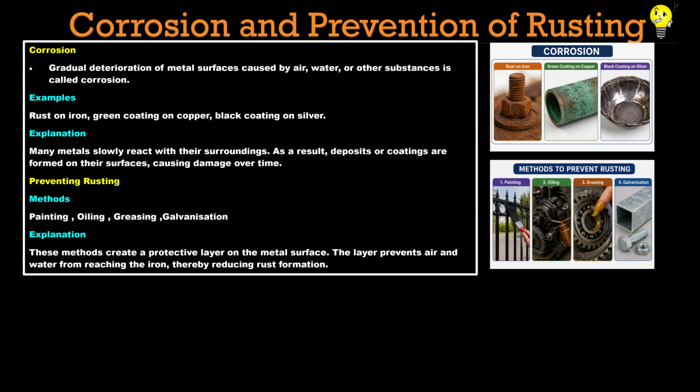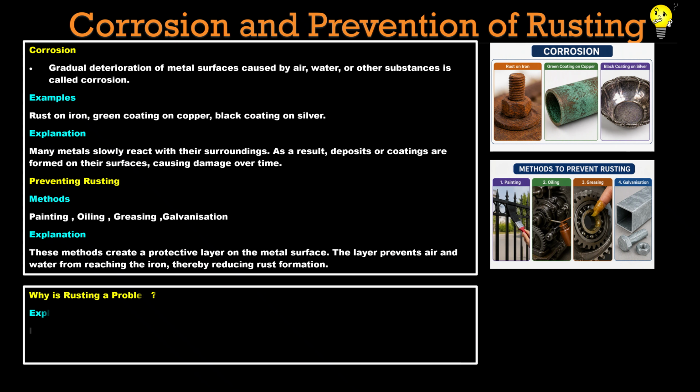A very effective method is galvanization. In this process, iron is coated with a layer of zinc. The zinc coating protects the iron from direct contact with air and water, preventing rusting. All these methods work because they create a protective barrier between the metal and its surroundings.